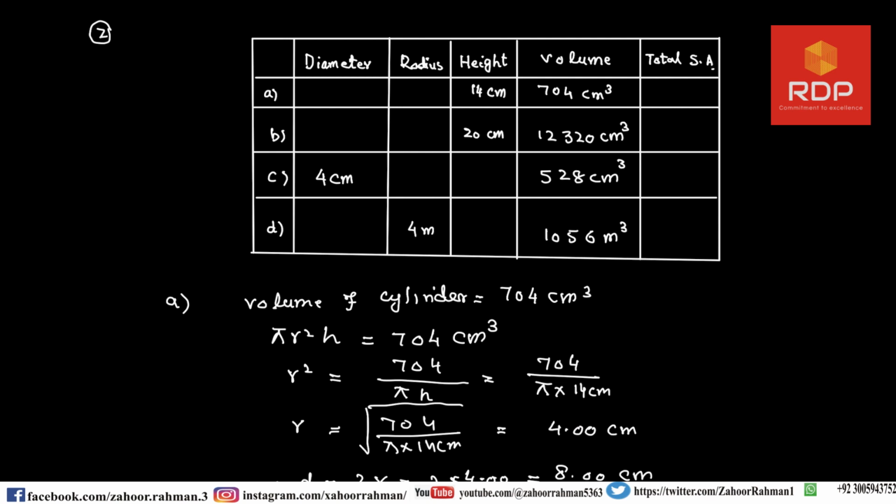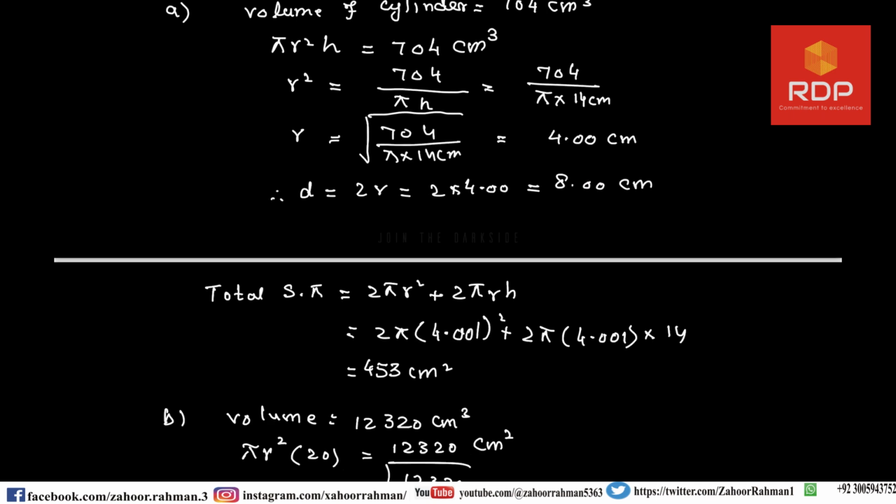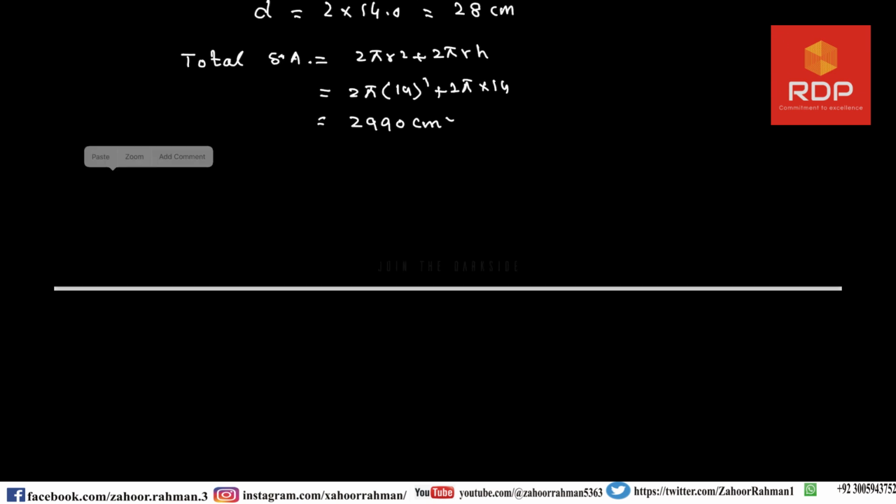Now the third part, the C column, they have given us the diameter, and that is 4. So what will be the radius? Half of the diameter. So radius is r equals d divided by 2, and d is given to us as 4. So 4 divided by 2 is equal to 2, and that will be centimeter. Now volume is equal to 528 centimeter cube.